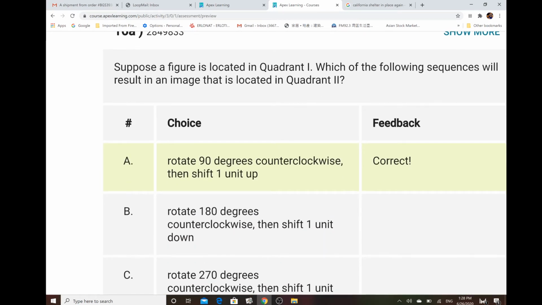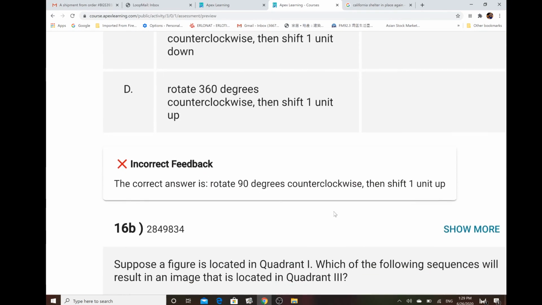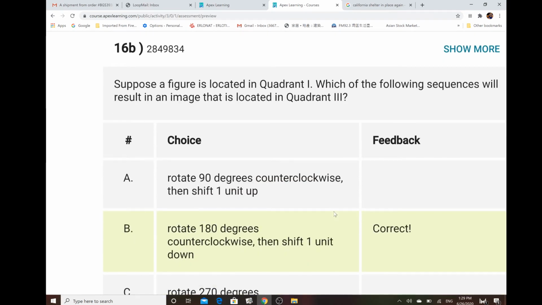And the other one, suppose a figure is located in quadrant 1. Which of the following sequences will result in an image that is located in quadrant 2? Rotate 90 degrees counterclockwise, then shift 1 unit up. And if the figure is located in quadrant 1 and you want to end up with the figure in quadrant 3, you want to rotate it 180 degrees counterclockwise, then shift 1 unit down.